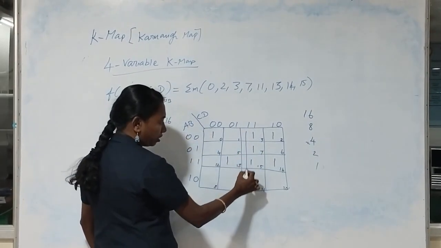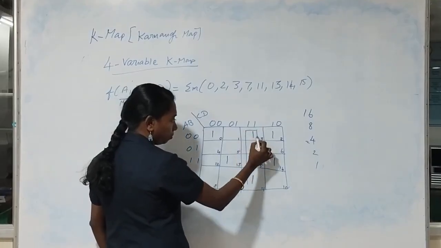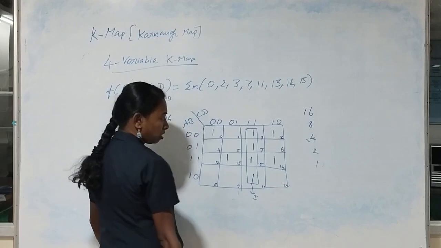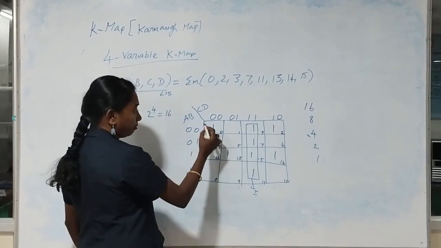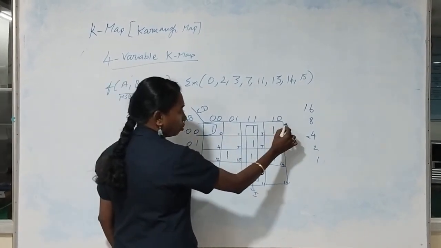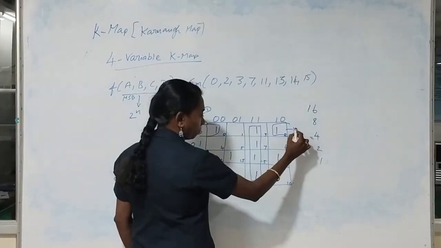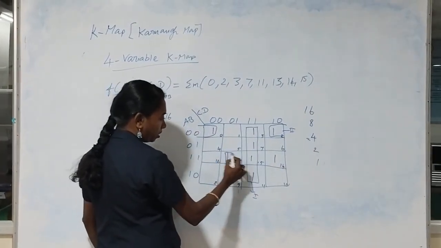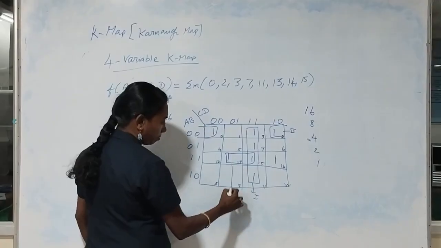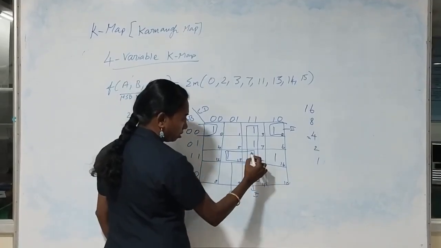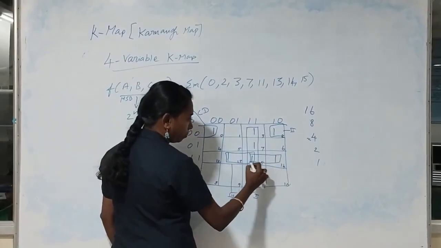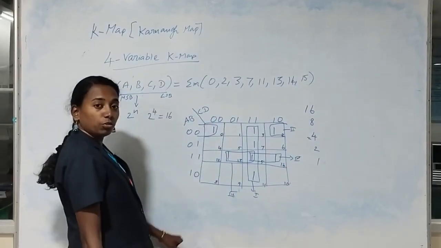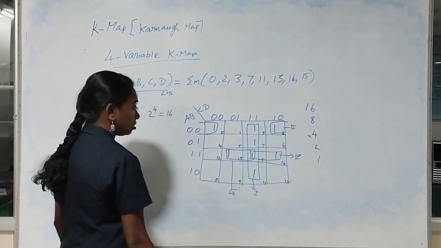So here is one group. So this is group number 1. And the next one is right from here and here. So this is group number 2. Okay. So here this is group number 3. And here this will be your group number 4. Okay. So now I have to write the expression based on this.